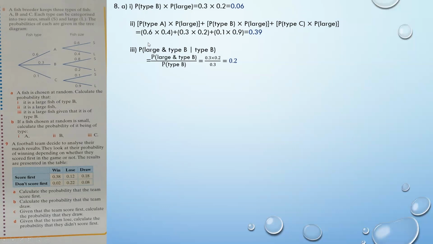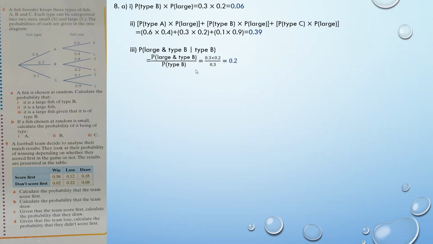So actually we are using the formula P(large | type B). The formula is that you just have to divide the probability of this by this. So in order to get large and type B, you have 0.3 times 0.2 on top, divided by type B. Type B is 0.3, right? So that's why your answer is 0.2.